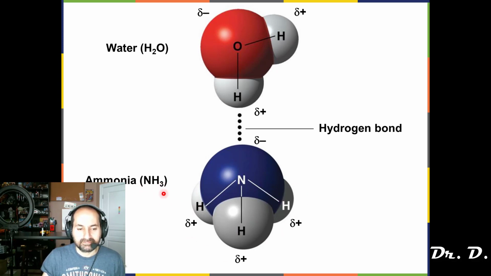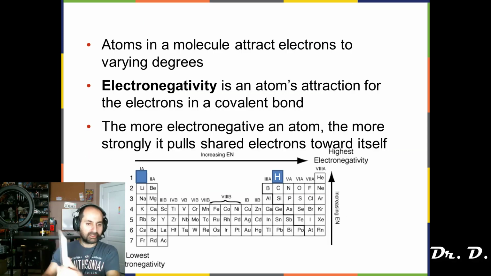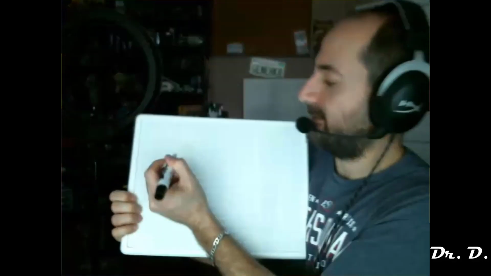NH3. This is another polar molecule. So can we understand why it's polar? Can we take a side note here? Side note time. Why is NH3 polar? Well, let's go back to this periodic table of elements. Remember I told you about this periodic table of elements? Let me show you something. Let me get my marker here and explain why ammonia is polar.